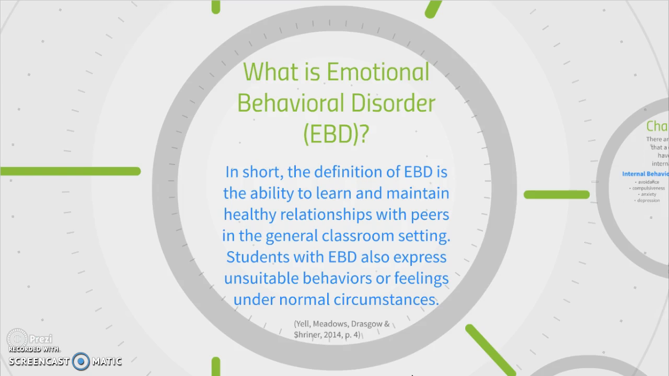In short, the definition of EBD is the inability to learn and maintain healthy relationships with peers in the general classroom setting. Students with EBD also express unsuitable behaviors or feelings under normal circumstances. It is helpful as a parent to keep track of your child's behavior at home to compare how they do at home and school.